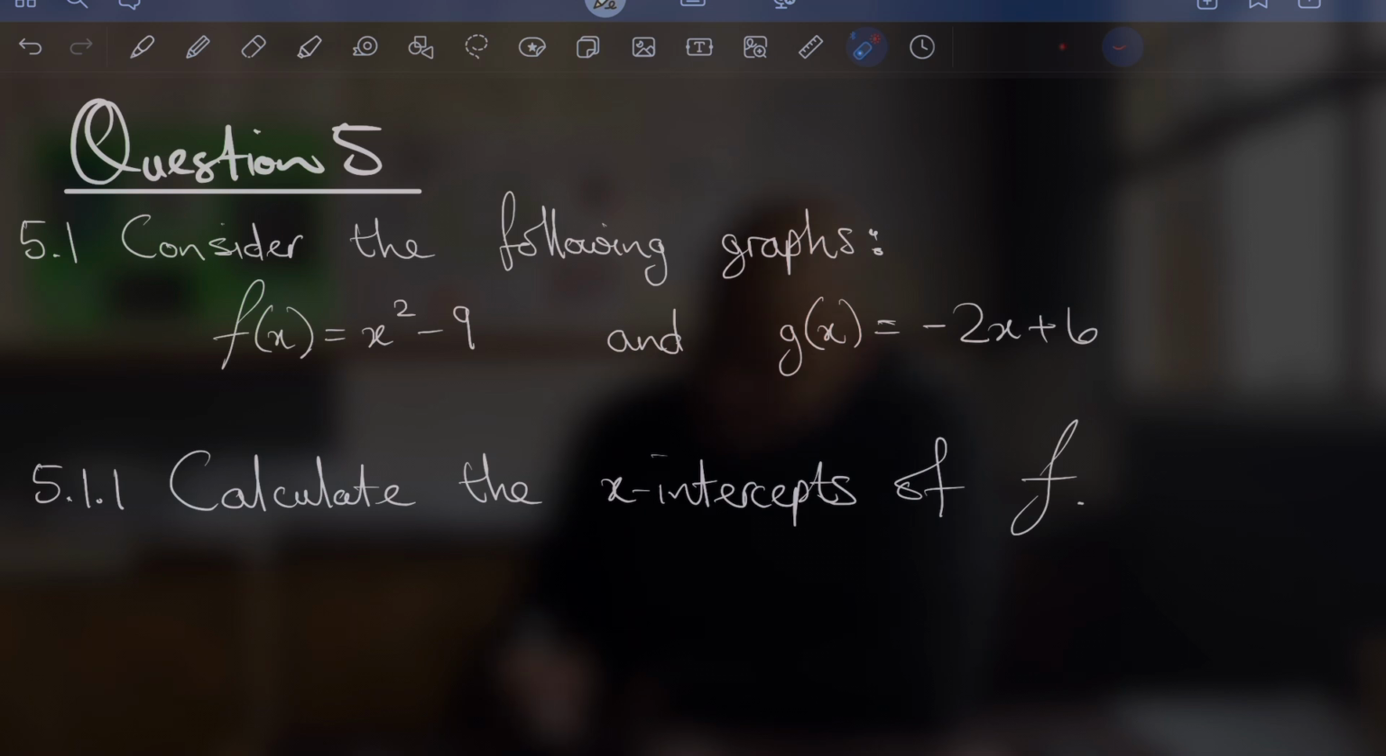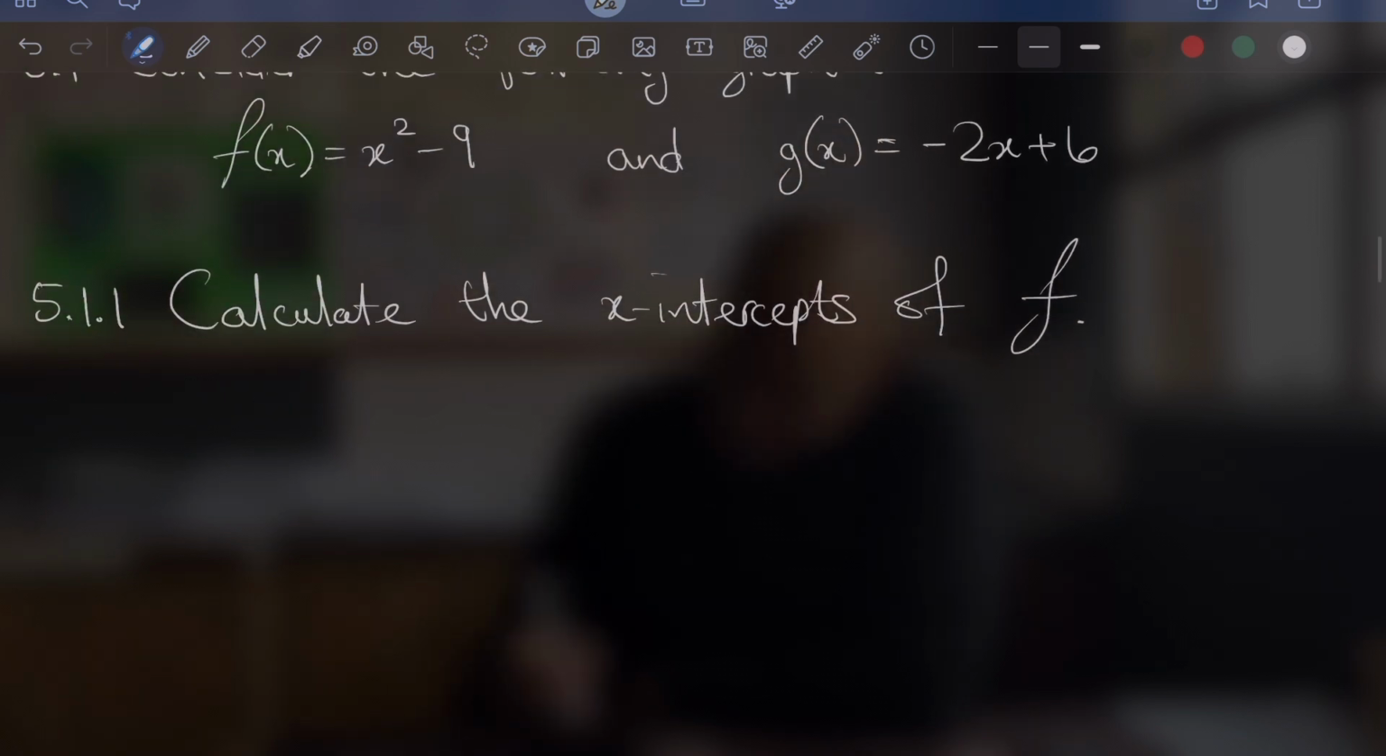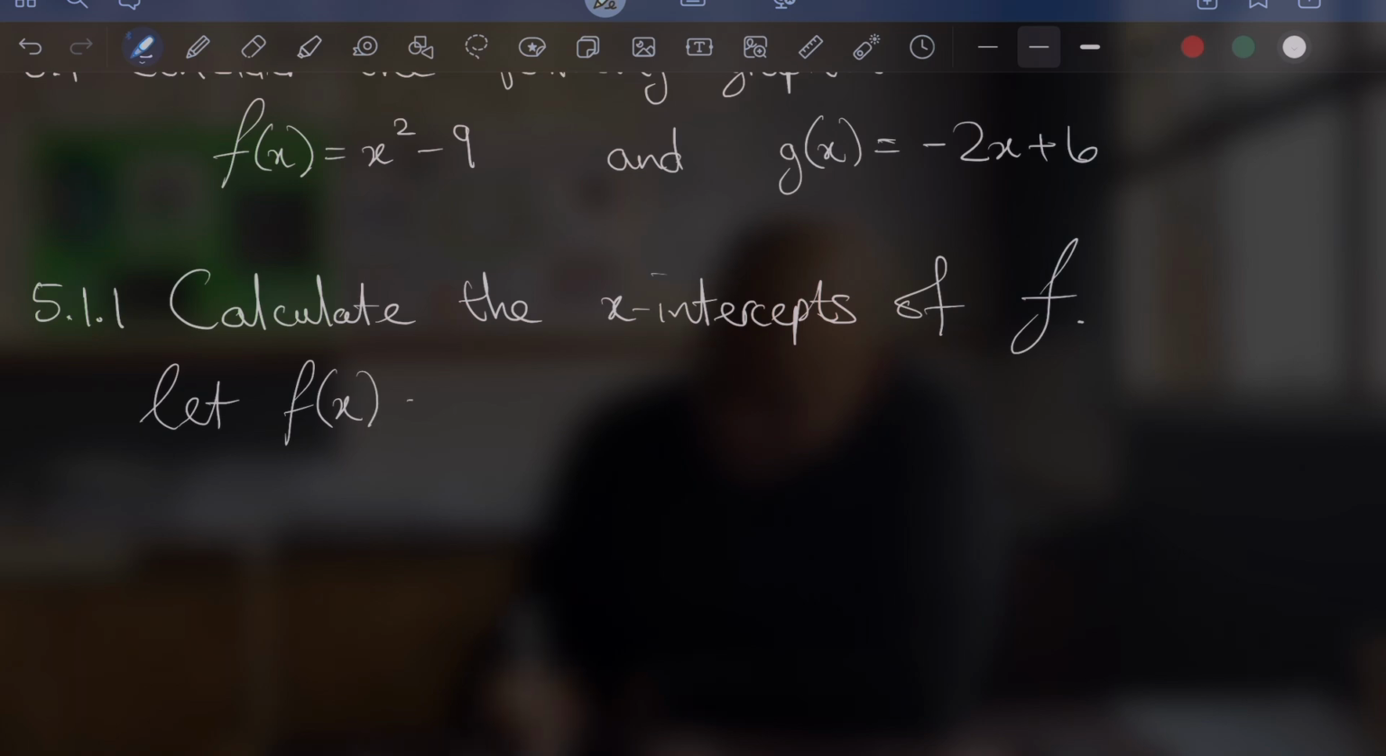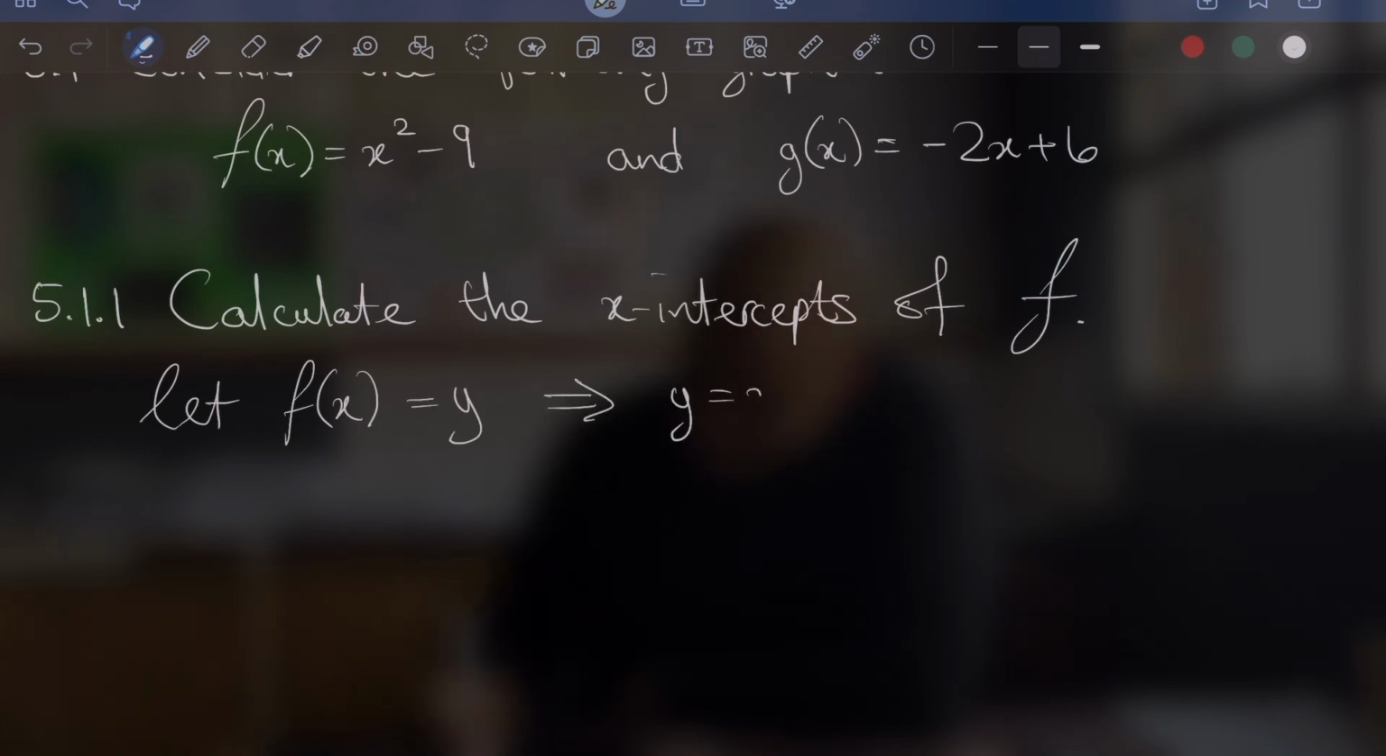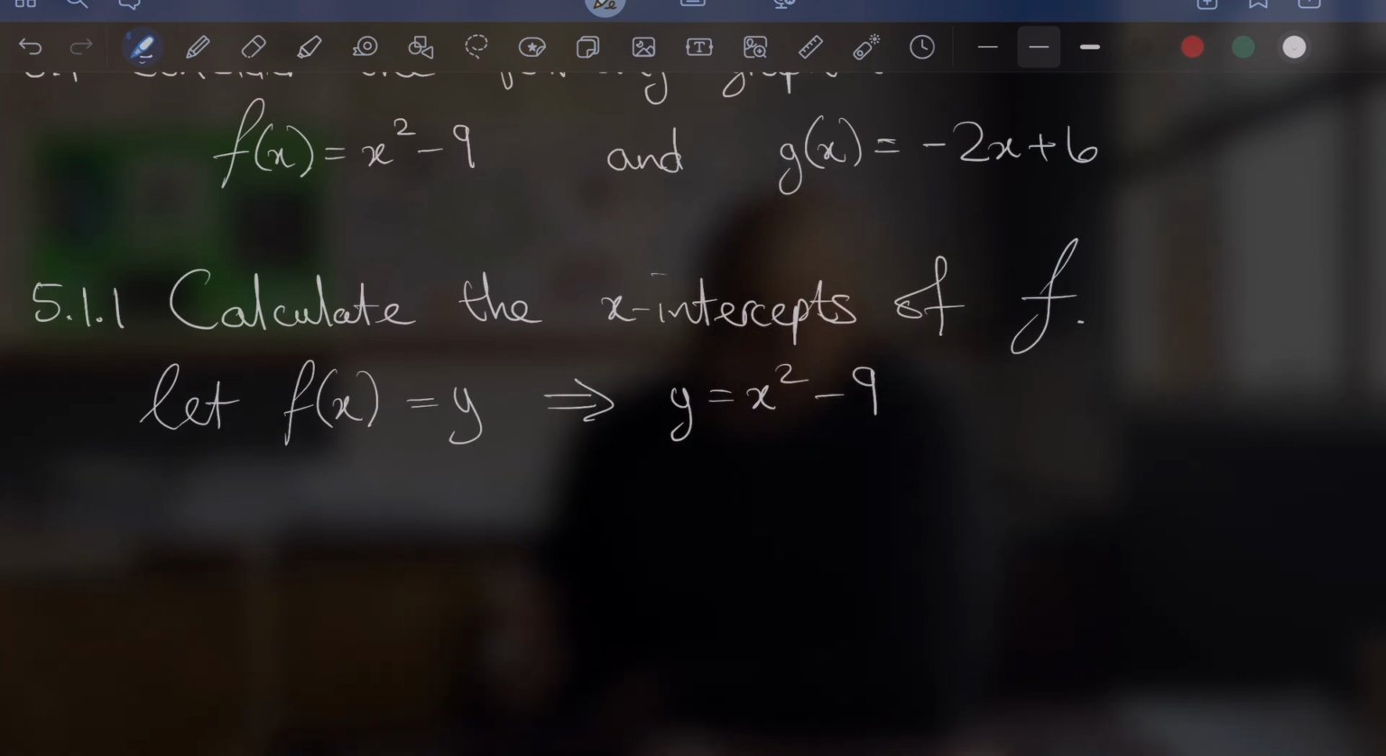5.1.1 asks us to calculate the x-intercepts of f, meaning the parabola. So we are going to calculate the x-intercepts of f, and we know, of course, that to calculate the x-intercepts we need to let y equal to 0. We are going to let f of x equal y. So in other words, I'm going to have y is equal to x squared minus 9, so that it looks more familiar in terms of working out the x-intercepts and the y-intercepts by letting x equal to 0 and letting y equal to 0.